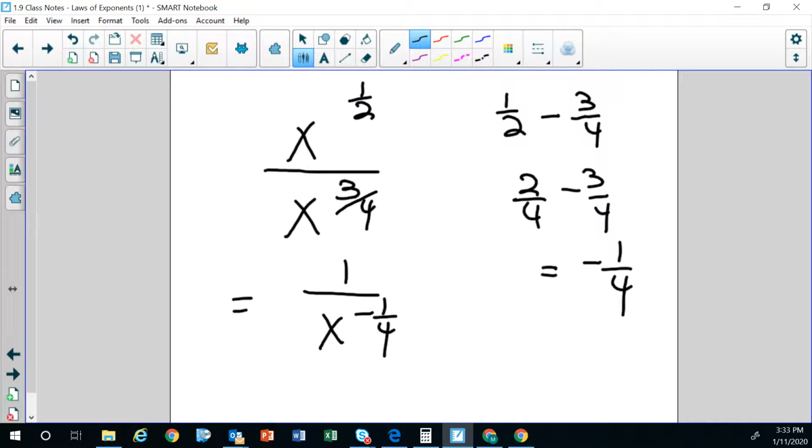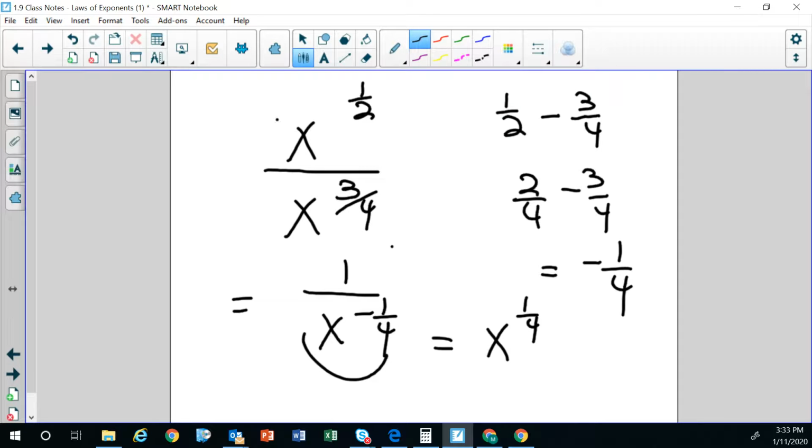Now this can't be my final answer because I have a negative exponent. Remember, we must simplify when we have a negative exponent. So therefore I have to move this expression to the top. That would give me x to the 1/4.